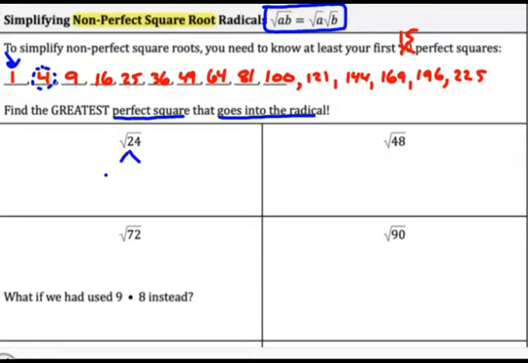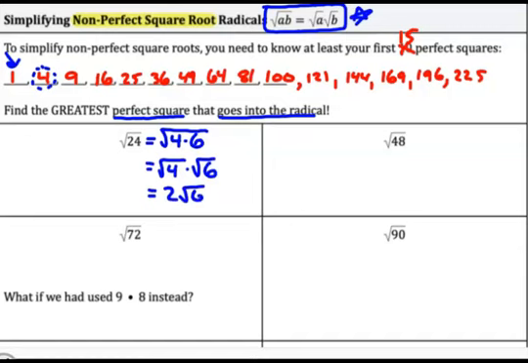So what I can do is write this, let me do this in a couple of steps so it makes a little bit more sense. We can write this as the square root of 4 times 6, because 4 times 6 is 24. And then what we're able to do comes from right here. Since I can write this as the square root of 4 times 6, I can write this as the square root of 4 times the square root of 6. And since I know that the square root of 4 is 2, I can go one more step and write 2 square root of 6.